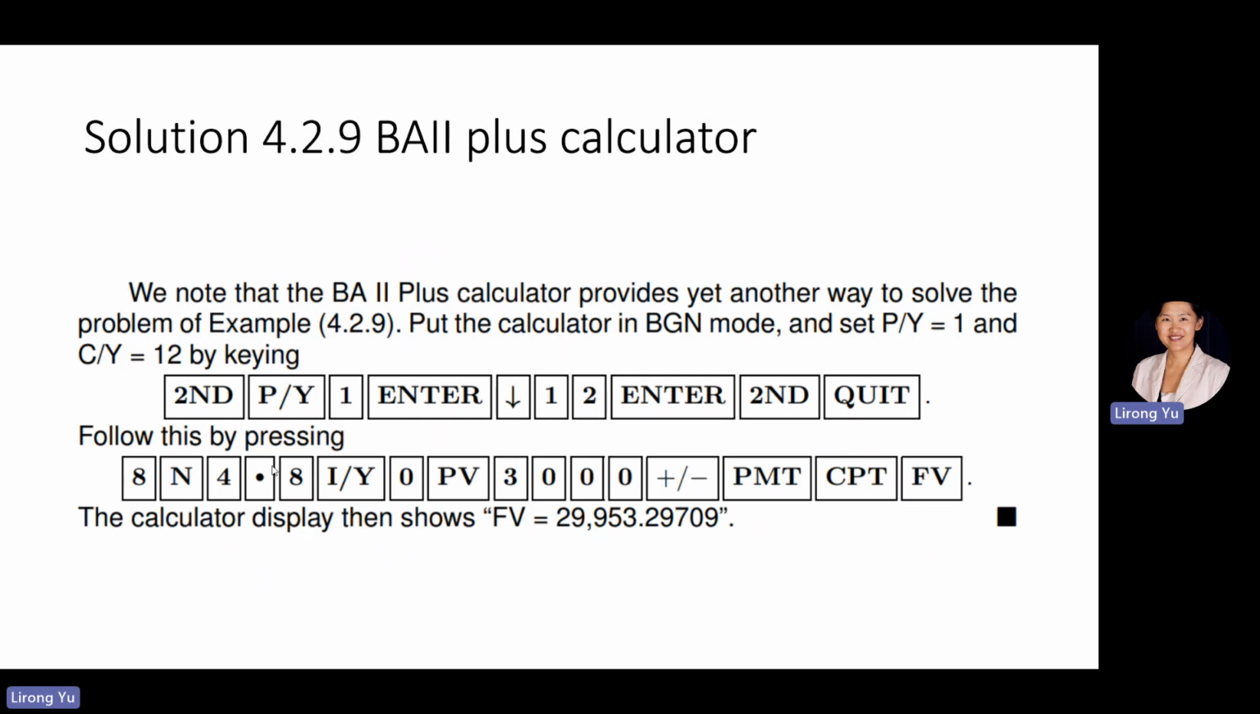After you finish, we'll follow this progression of the code. The calculator is going to display future value equal to 29,953.297, and that's how we get this calculated using the BA II Plus calculator. Most of the questions in this structure come out fluently using the BA II Plus calculator.